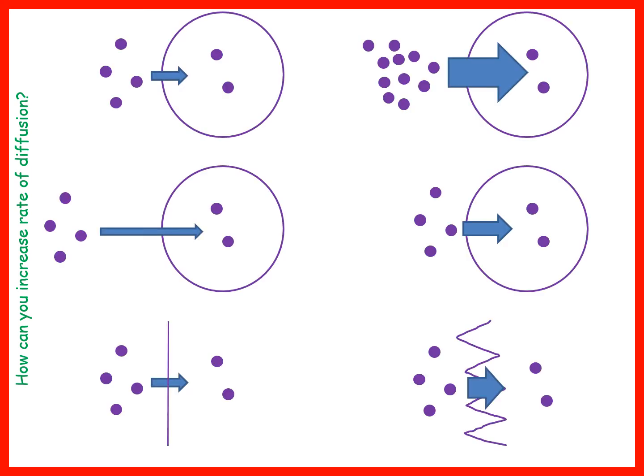How could you increase the rate of diffusion? You can see on the left image that there is a difference in concentration between outside the cell and inside the cell. So we can see that there is a concentration gradient. But on the right image, you can see that the concentration gradient is much steeper because there is a bigger difference in concentration between the outside and the inside of the cell. Therefore, diffusion should be a lot faster. Increasing the concentration gradient increases the rate of diffusion.